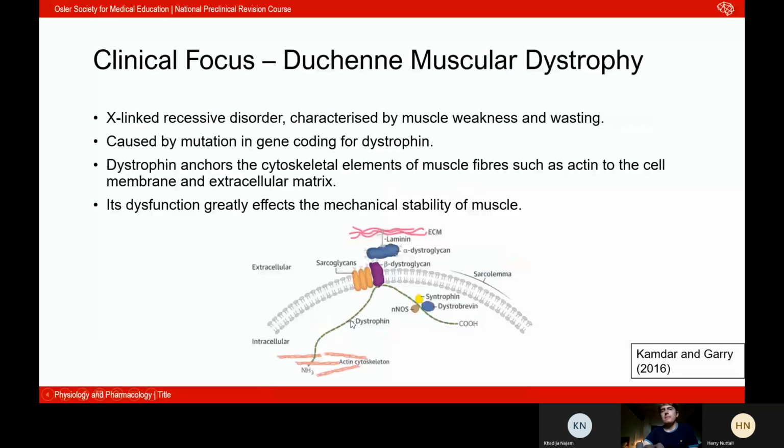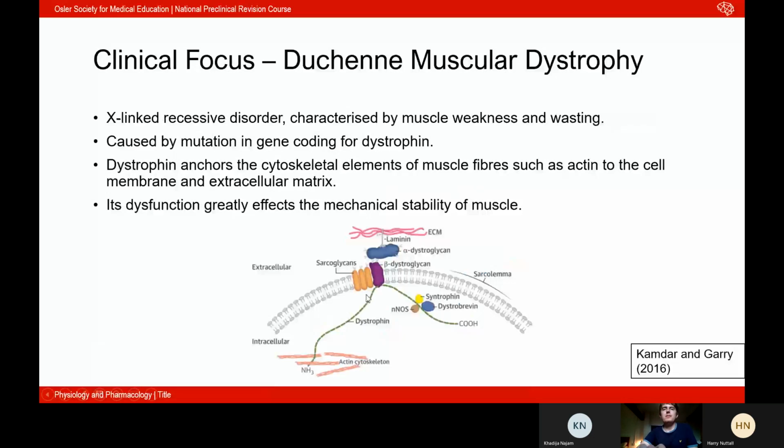So if we have a mutation in this protein that leads to it not functioning properly, we get a loss of this mechanical stability, we get muscle weakness, and then muscle wasting. And this is an X-linked disorder, so it's much more common in boys than in girls, but it can have a very tragic effect on people's lives and often is fatal.